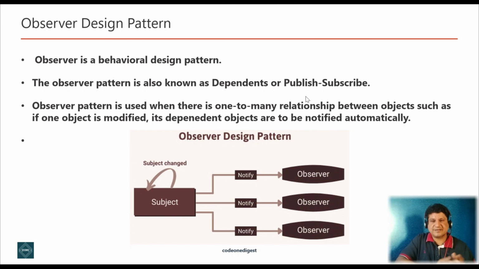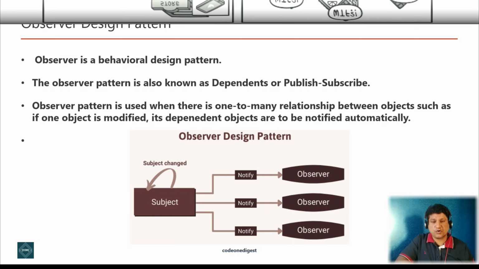Okay friends, so let's start with observer design pattern. So what is observer design pattern? Observer design pattern is a behavioral design pattern that lets you define a subscription mechanism to notify multiple objects about any events that happen to the object they're observing. The observer pattern is also known as dependents or publisher-subscriber pattern. Observer pattern is used when there is a one-to-many relationship between objects, such as if one object is modified, its dependent objects are to be notified automatically.